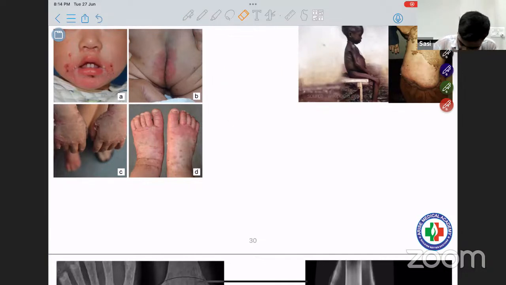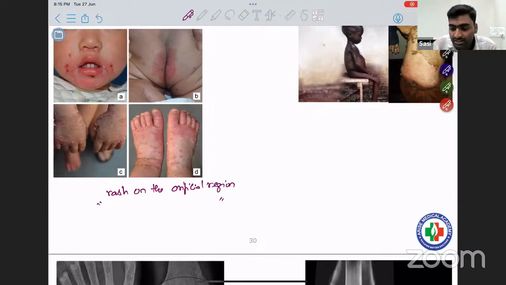If you see this, there is a rash on the articular regions. You will think of which one of the following diseases?